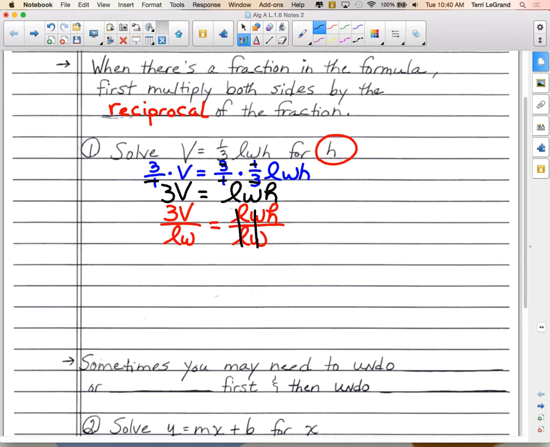Now notice, the only reason we get to do all this canceling is because there's just multiplication going on. If there were addition or subtraction going on, we'd have to be a little bit more careful. Can we cancel anything on the left side? There is all multiplication and division going on, but can anything cancel upstairs or downstairs? No. So we're just going to have to leave that just how it looks, even though it doesn't look pretty. 3V over LW. 3 times the volume divided by the length times the width will give us the height. There's our pretty answer. H is by itself. That was our goal.